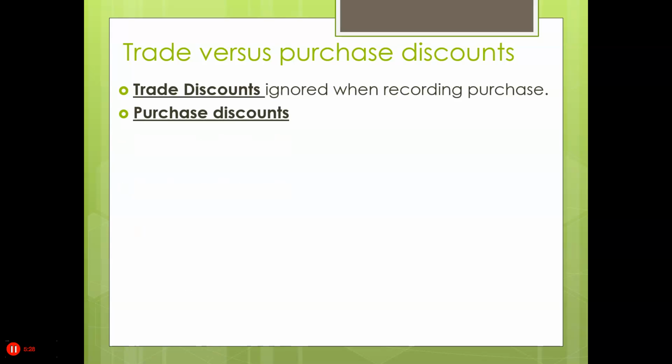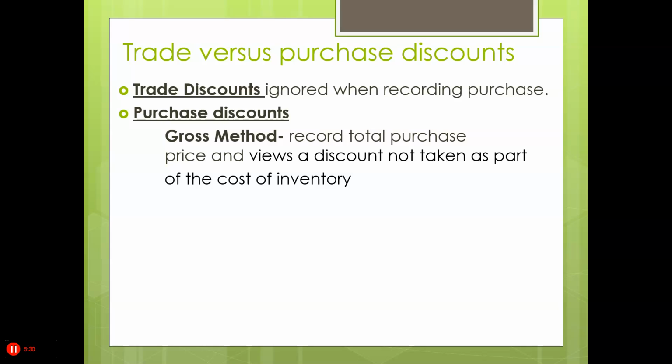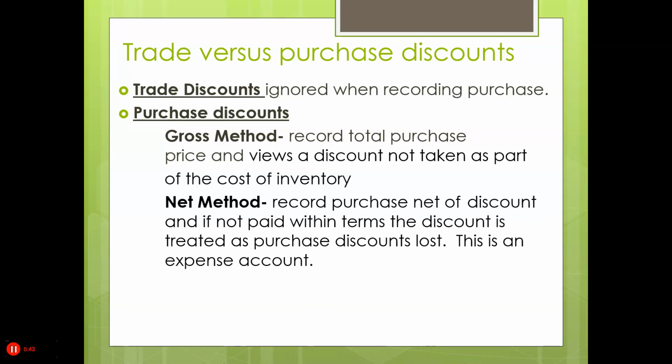Purchase discounts are different. There are two ways we can record them. The first way is called the gross method. We record the total purchase price and view a discount not taken as part of the cost of inventory. The net method records the purchase net of discount, and if not paid within terms, the discount is treated as purchase discounts lost. This is an expense account.